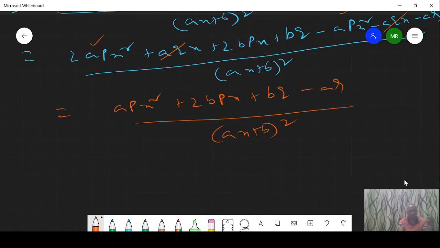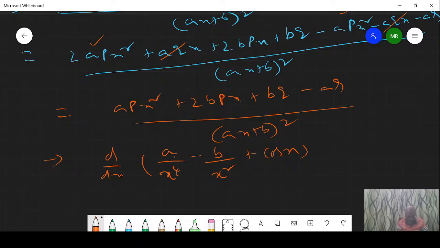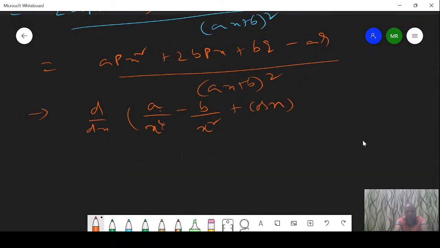Right. Next one. The next problem I have: find the derivative of d by dx of a by x power 4 minus b by x square plus cos x, where a and b are constants. One or two problems with that I will complete now.